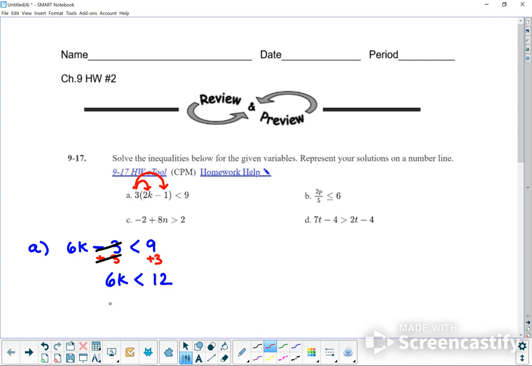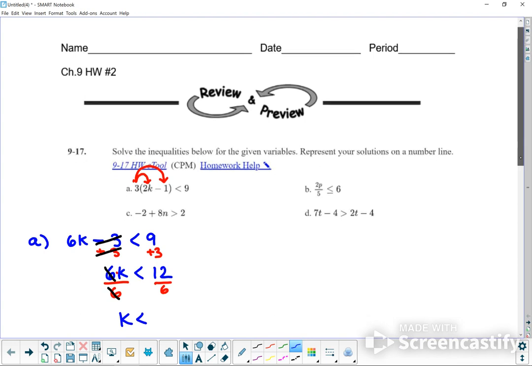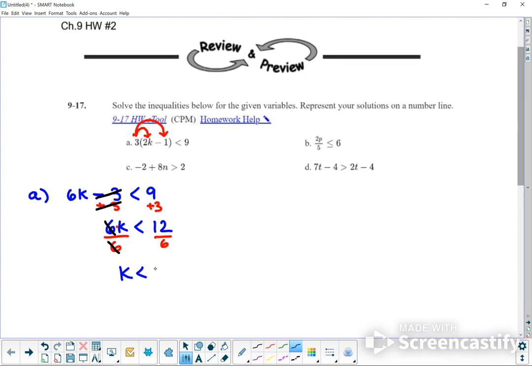Okay. Now you're going to get rid of that times 6, and the inverse of times 6 would be a division by 6. That division by 6 is going to take out the times 6, and you'll be left with k less than, and you're going to figure out what 12 divided by 6 is. If you don't know, use a calculator. That's going to give you an answer of 2.